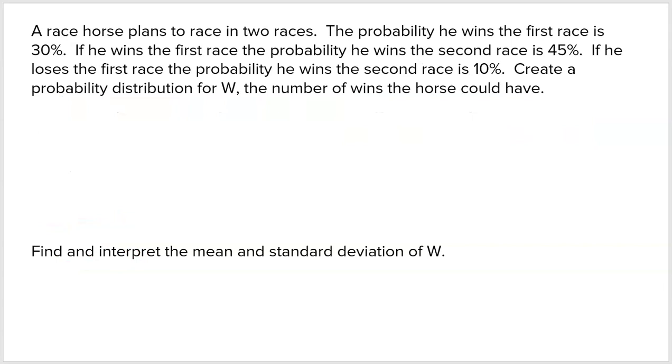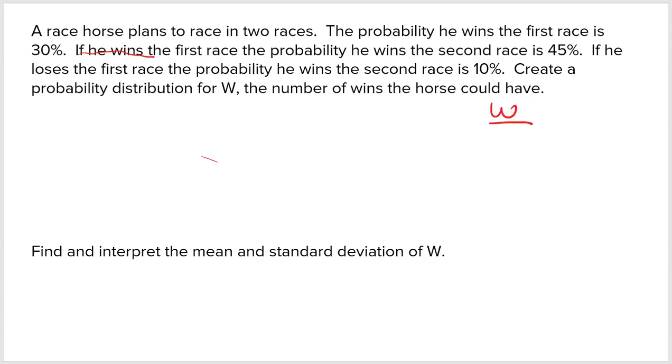All right, let's look at another example here. We actually saw an example like this in class a while ago, but let's go over it because it's a pretty cool problem that we could do mean and standard deviation with. All right, a horse race plans to race in 2 races. The probability he wins the first race is 30%. If he wins, that's conditional. If he wins the first race, probability he wins the second is 45%. If he loses the first race, the probability he wins the second race is 10%. Create a probability distribution for W, the number of wins.